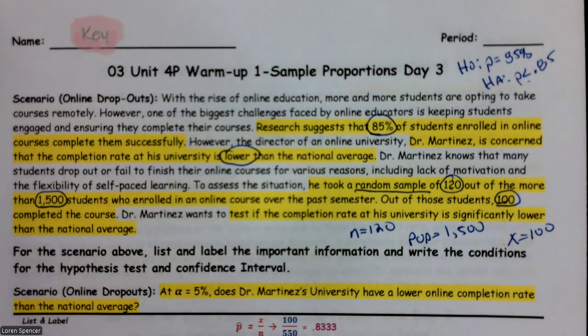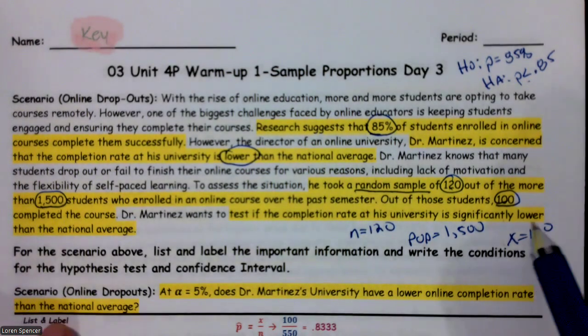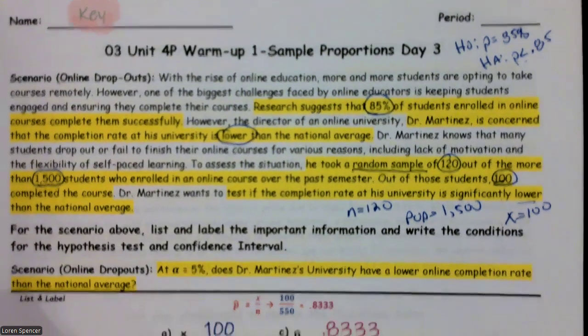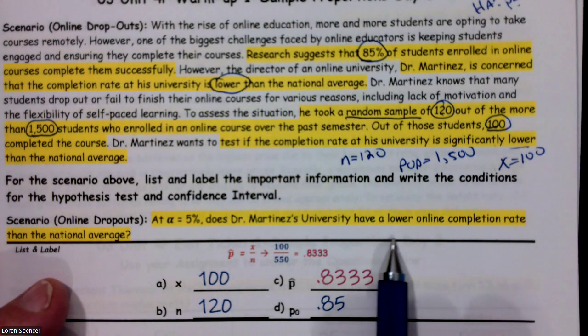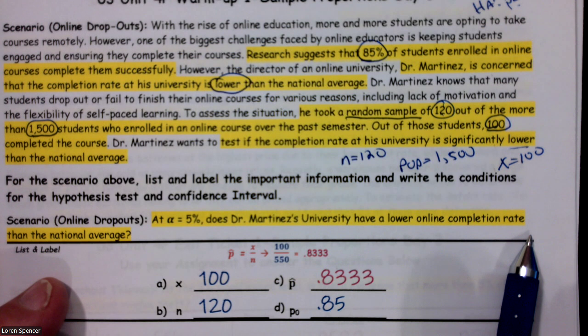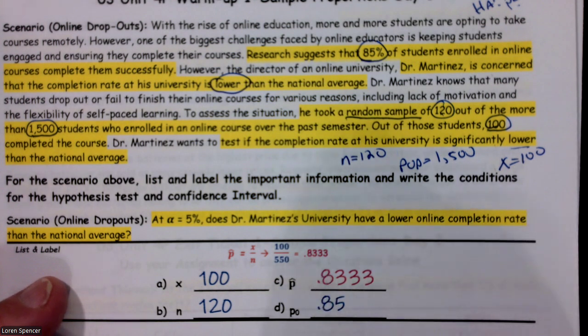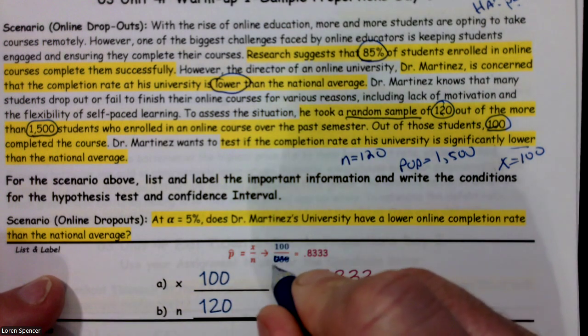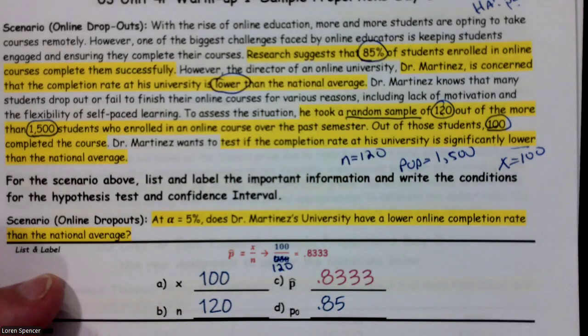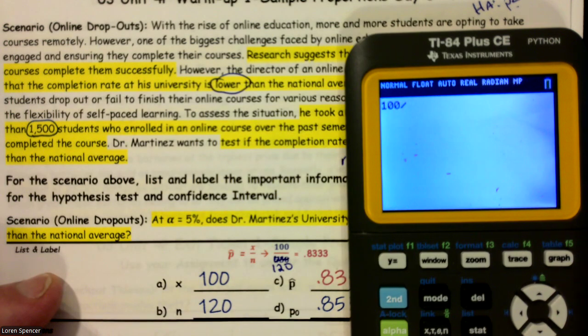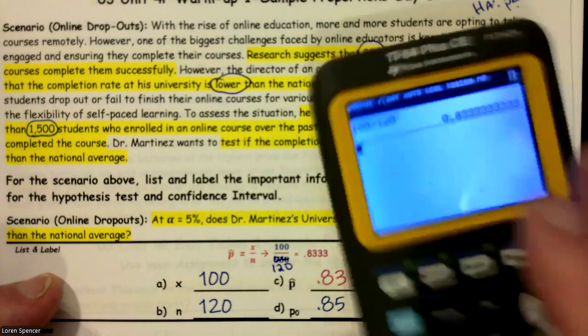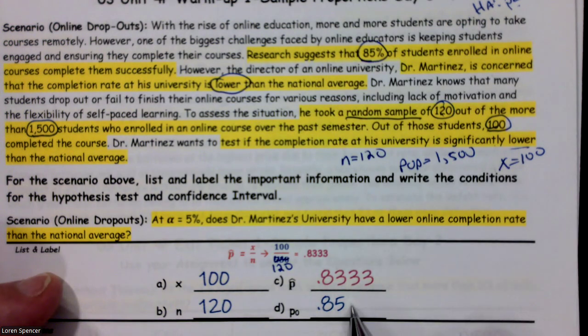Dr. Martinez wants to test to see if the completion rate is significantly lower. We've already discussed that. That's the alternative. All right. So at an alpha equals 5%, does Dr. Martinez's university have a lower online completion rate than the national average? So in this case, we have X of 100 over an N of 120. And when we divide that out, we can get our P hat. So 100 divided by 120 is 0.833. So there's our P hat. And they gave us the population claim of 85%.